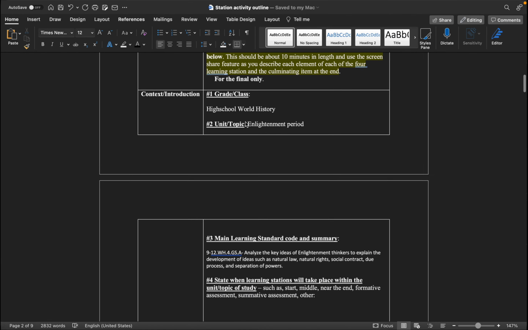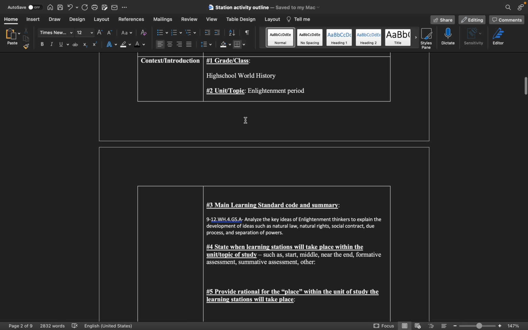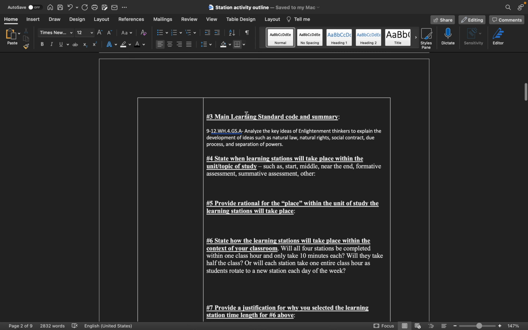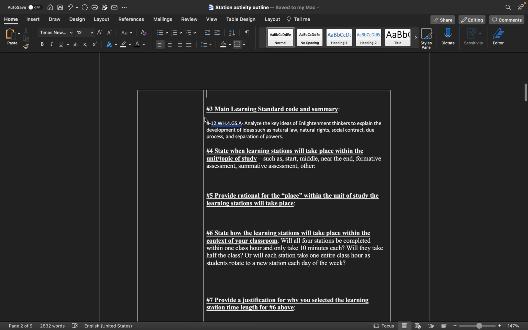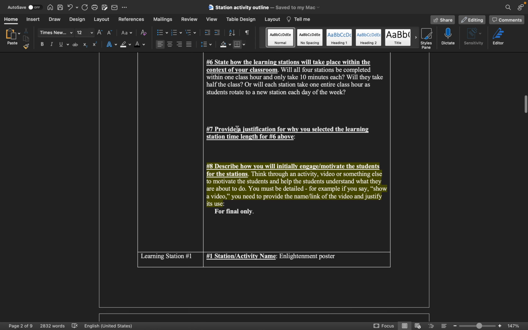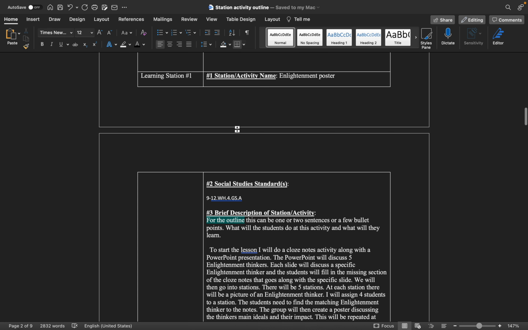Hi everyone. So today I am going to talk about my stations assignment. For the grade and class, I chose high school world history, and my unit and topic is the Enlightenment period. For my standard, I did this standard right here, and the description is: analyze the key ideas of Enlightenment thinkers to explain the development of ideas such as natural law, natural rights, social contract, due process, and separation of powers.